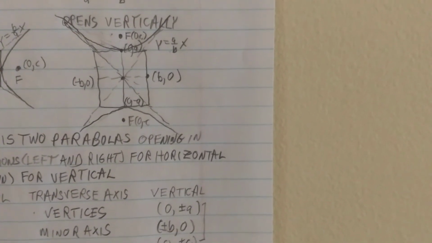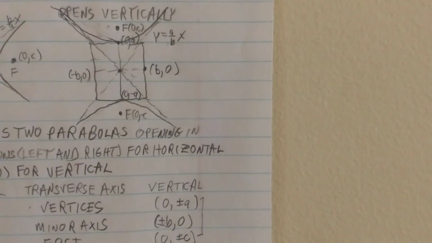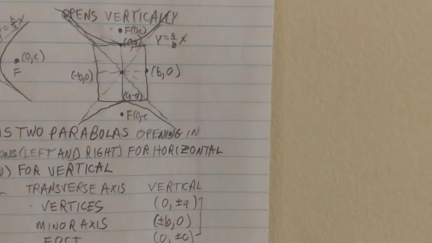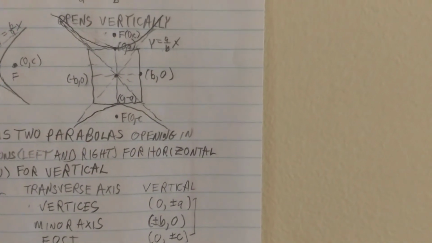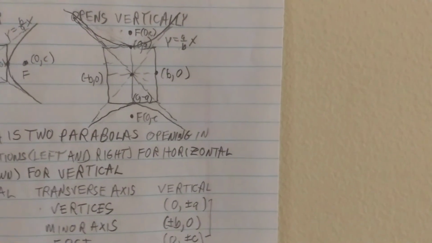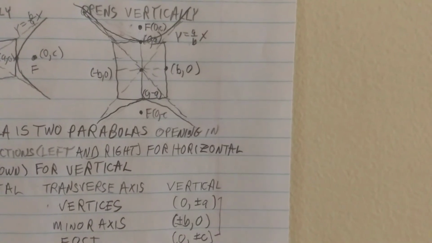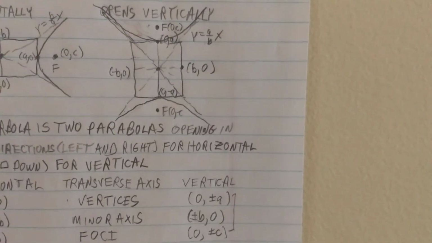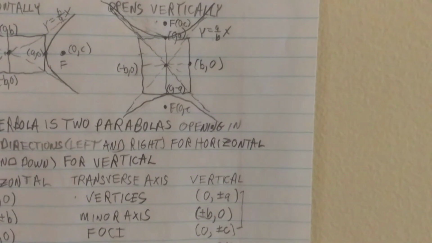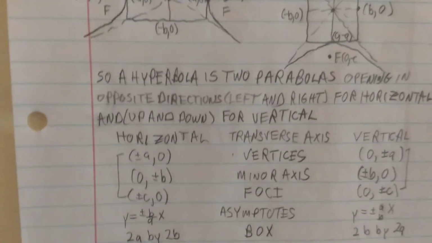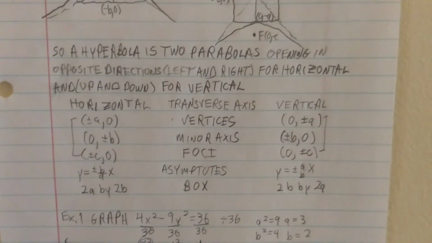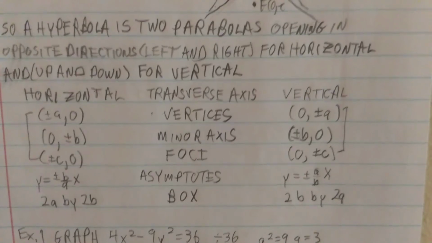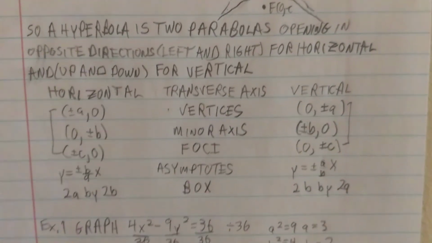And again, we have the focus points above and below the vertices. So we have a focus point at (0, c) above and (0, negative c) below. And now we have our asymptote lines going through the corners and the center as y equals a over b x positive and y equals negative a over b x negative. So a hyperbola is two parabolas opening in opposite directions, left and right for horizontal or up and down for vertical.